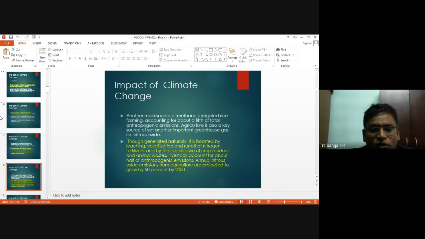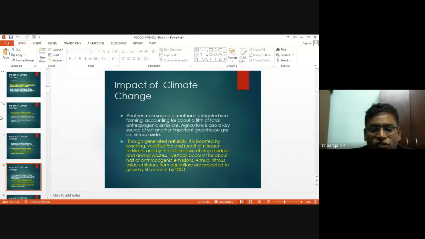Another main source of methane is irrigated rice farming, accounting for about a fifth of total anthropogenic emission. So what is the contribution of irrigated rice farming? After rice farming, the residues go to burning or decomposition, and from that methane gas emerges and contributes as a pollutant to the environment. Agriculture is also a key source of yet another important greenhouse gas, nitrous oxide, which is also added to the environment through agricultural activity.